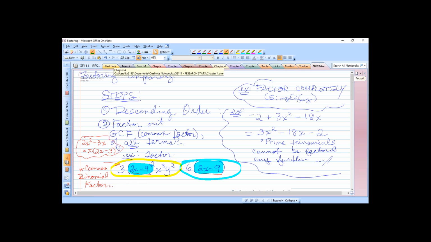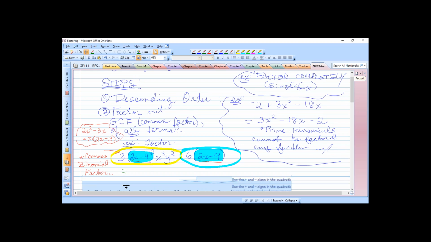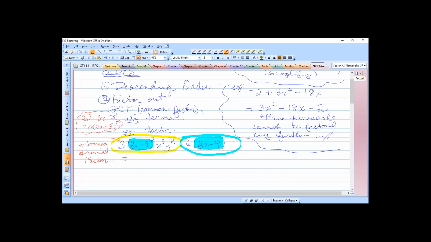Let's see what we would do here. We would take this to the next step. Give me some room. Go here. So we would do that. I need a pen.